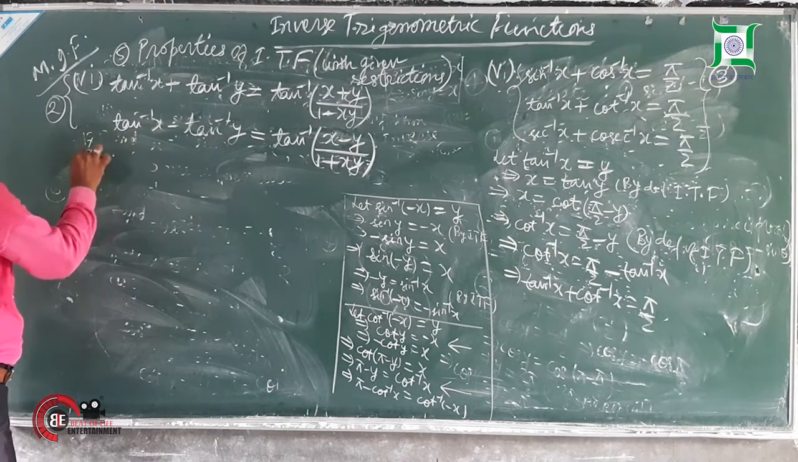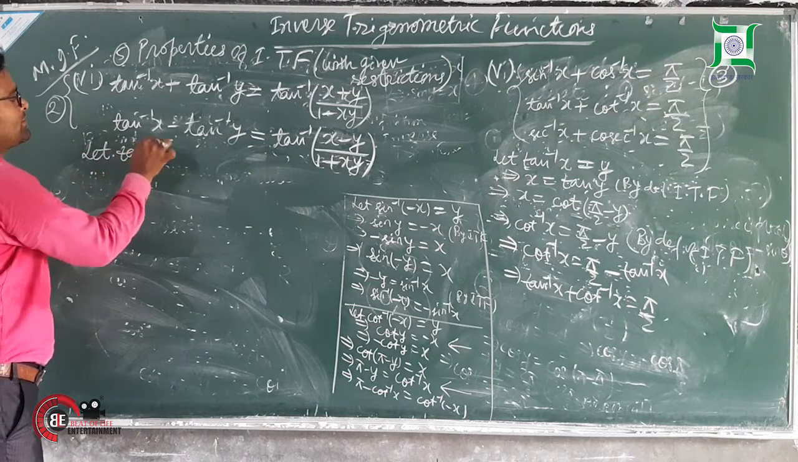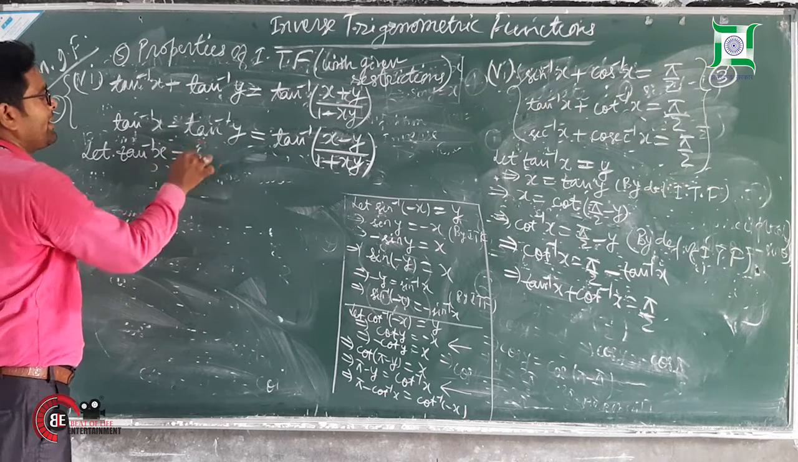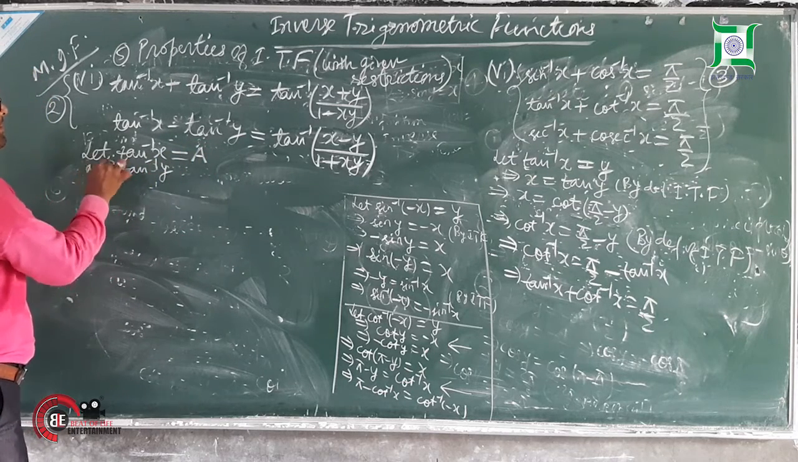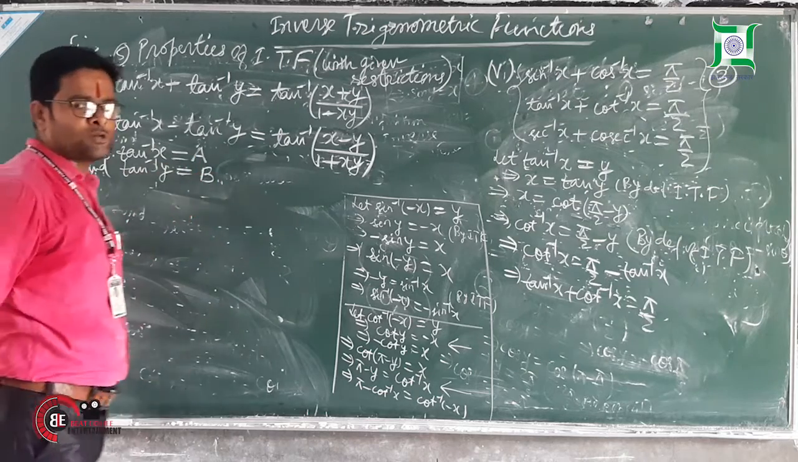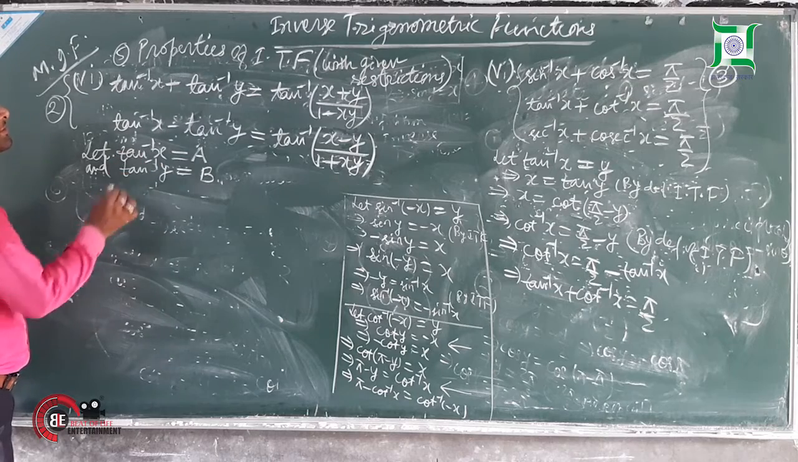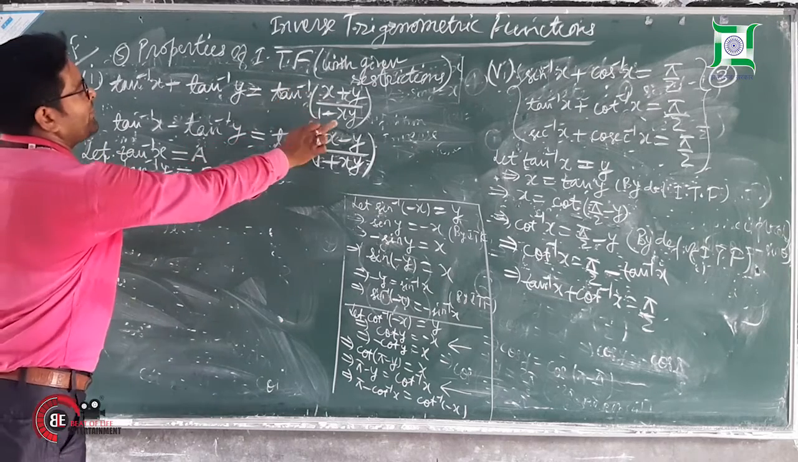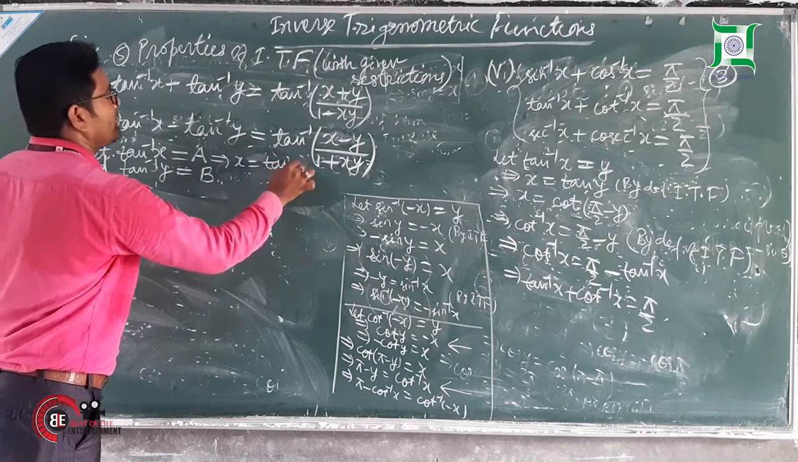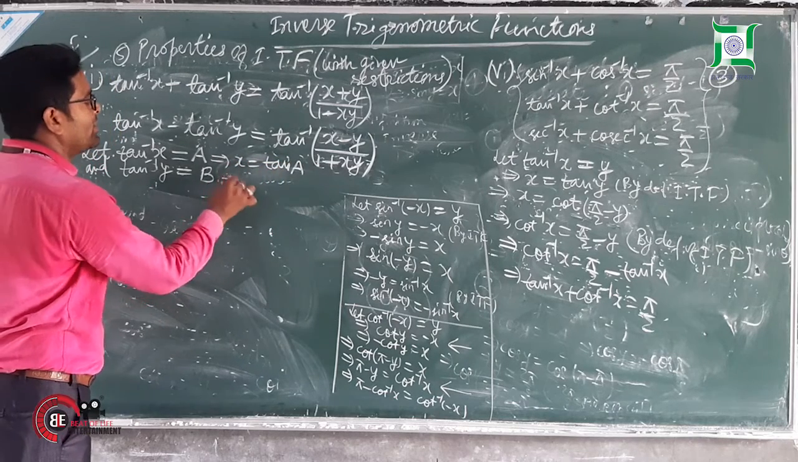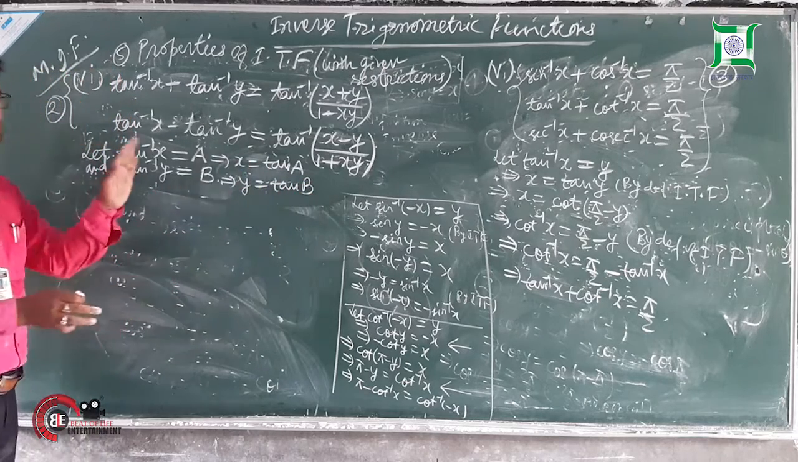See the proof. Let tan inverse x be A and tan inverse y be B. Now just put the values. Can you write it as x is equal to tan A, by definition of inverse trigonometric function, and here also you can write y is equal to tan B. Again it is the same definition of inverse trigonometric function.